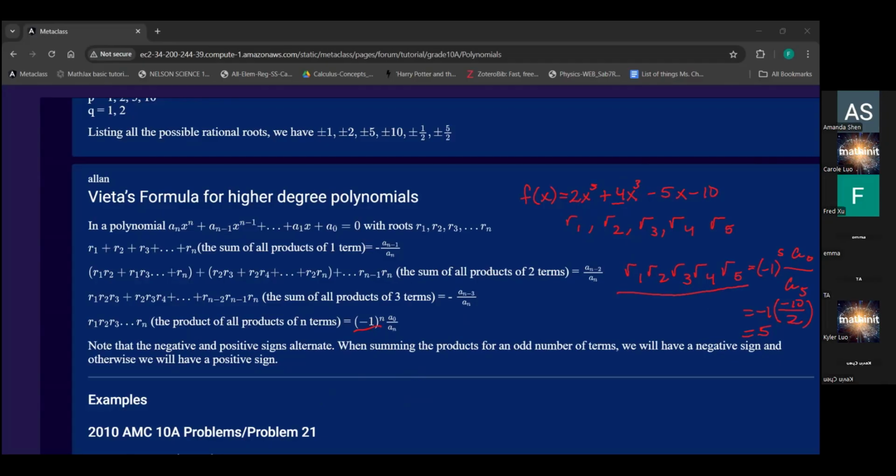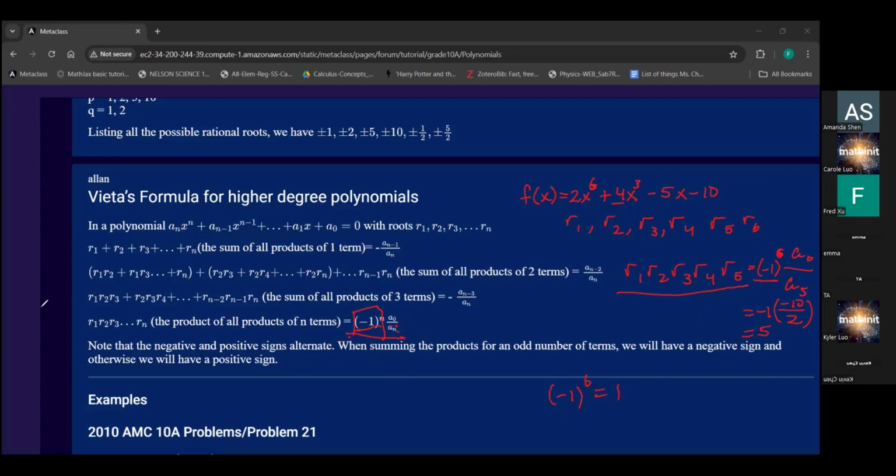So if, let's just say in this example, I changed it and made the exponent 6 instead. If the exponent of this one was 6, then there would be a of 6, which means n would be 6. And so negative 1 to the power of 6 is equal to positive 1. So this negative sign can alternate between negative and positive, depending on the degree of the leading term.